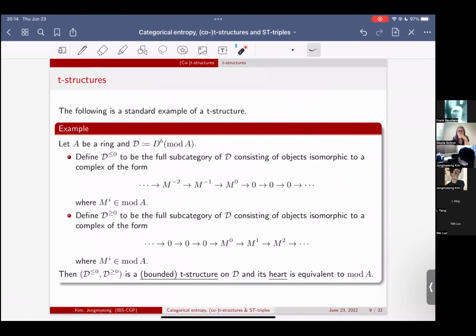And first, before stating the precise definition, let's see some standard examples of t-structures. Let A be a ring and D be the bounded derived category of modules over A, and we define D^{≤0}, which I will read as D-leq-0, which stands for less than or equal to 0, and D^{≥0}, which I read as D-geq-0.